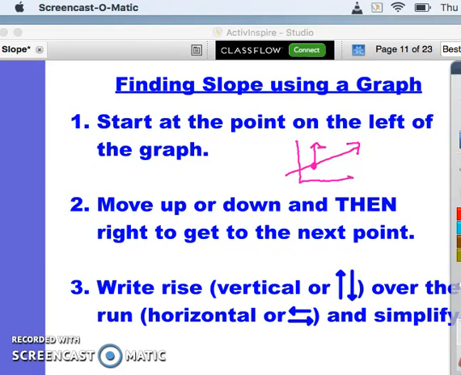We're going to be finding slope using a graph. So today we're going to start at the point on the left of the graph. Whichever is further left, you're going to start with that point. You're going to move up or down and then right to get to the next point.